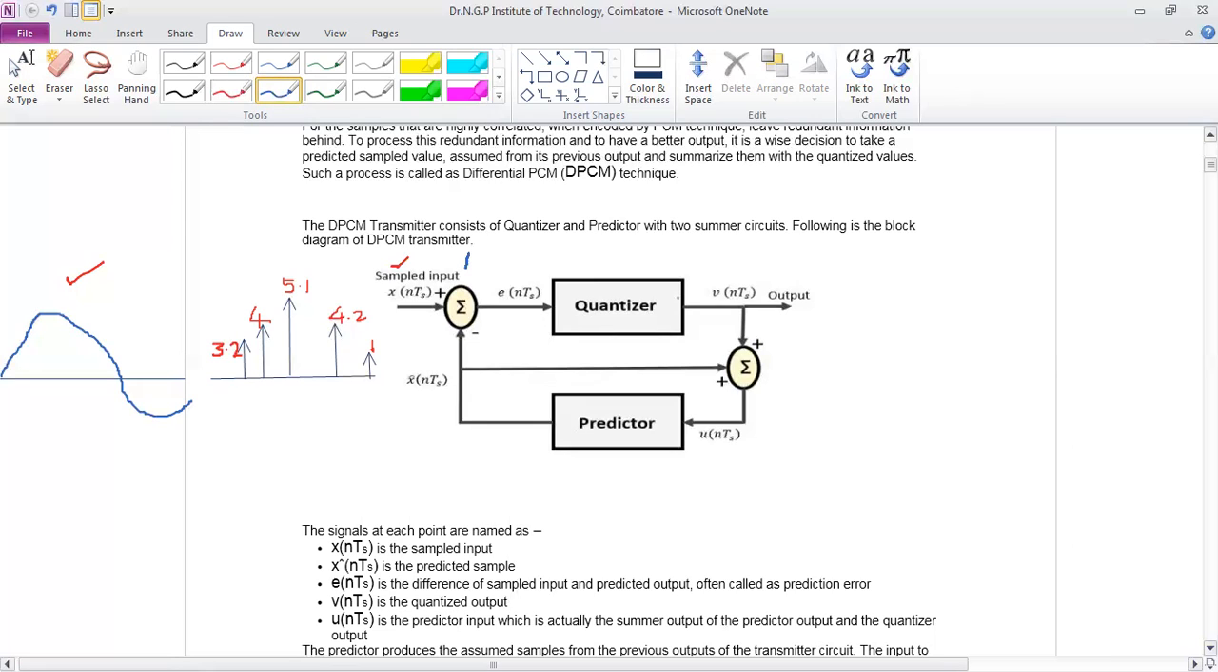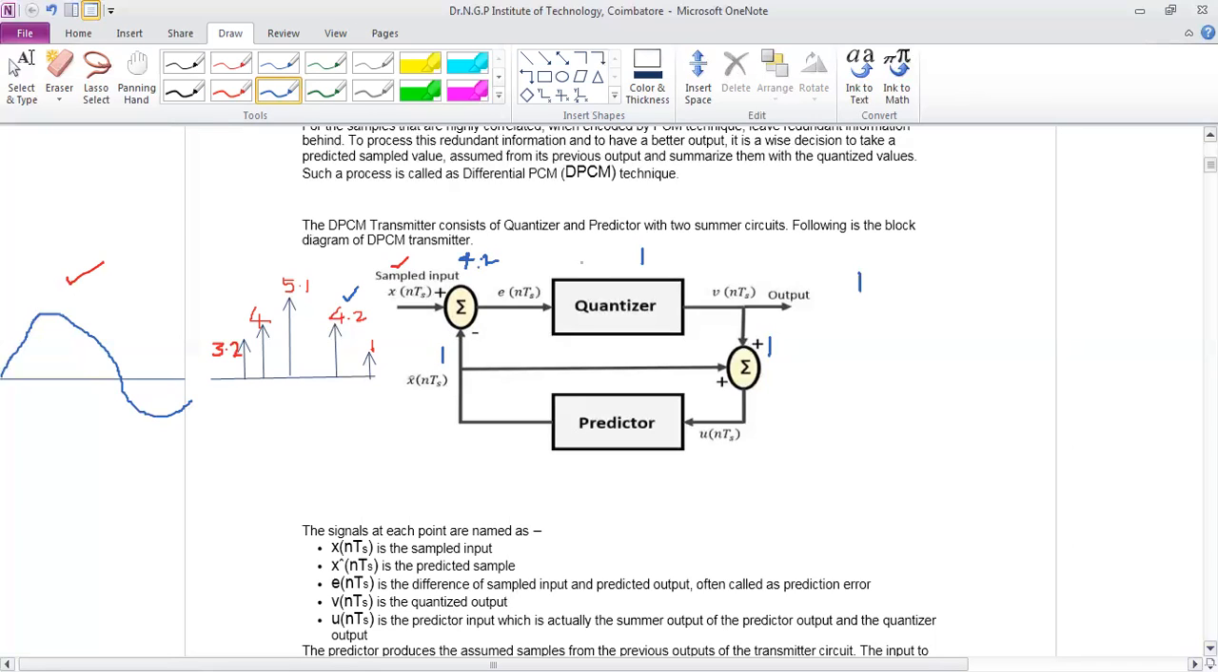So the quantizer output 1 is converted to digital, so my output will be 1. The same 1 will be applied to the second summer and given as input to the predictor. So now x cap of nTs is also 1. After that, we have a second input, 4.2 volts. So now my input is 4.2, with the subtraction of x cap of nTs.